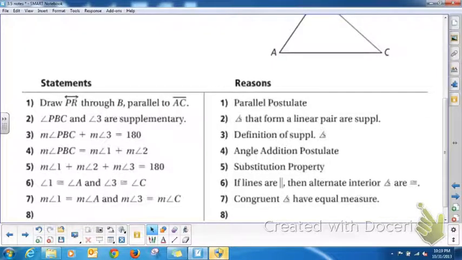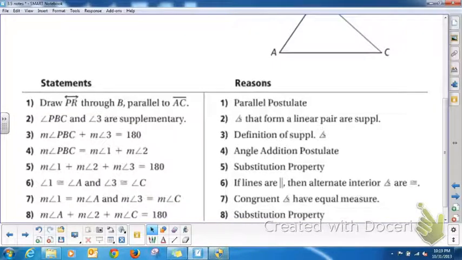We know that the measure of angle 1 equals the measure of angle A, and the measure of angle 3 equals the measure of angle C, because they were congruent, that means that they are equal. Definition of congruent: congruent angles have the same measure, equal measure.